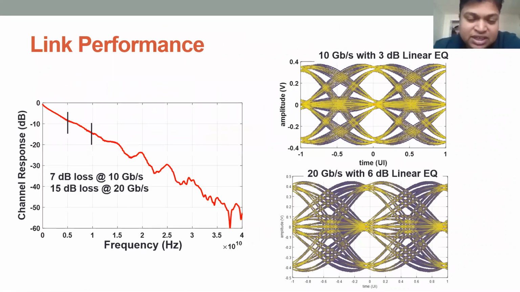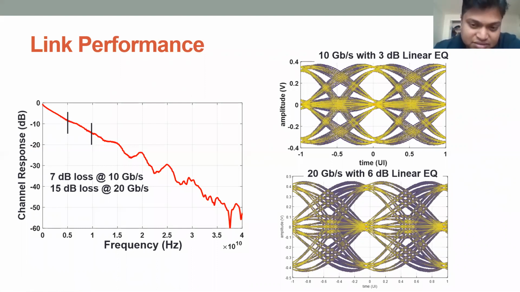So we actually collected a whole bunch of such channels and tried this signaling to see how fast we can go. When we are trying to do it at 10 gigabit per second, these channels are so good that I don't even need any equalization. This 3 dB is the minimum equalization that I could push, but even if I set it to 0, the eye looks pretty decent. When we go to 20 gigabit, there is about 10-15 dB loss, so that needed about 6 dB linear equalization and still had a fairly decent eye opening.